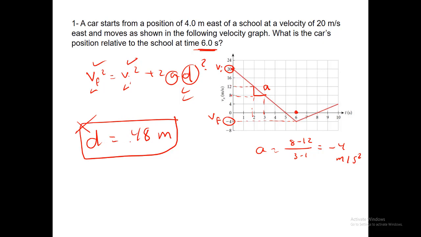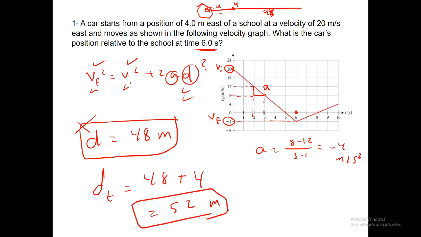Guys, this is the distance the car traveled from 4 meter east. The problem says after 4 meters. Yes, after 4 meters. We want it relative to the school. So how much is the distance? We have to add the 48 to the 4 to get the total distance relative to the school. So we have to add the total distance, plus 4, that will end up with 52 meter.